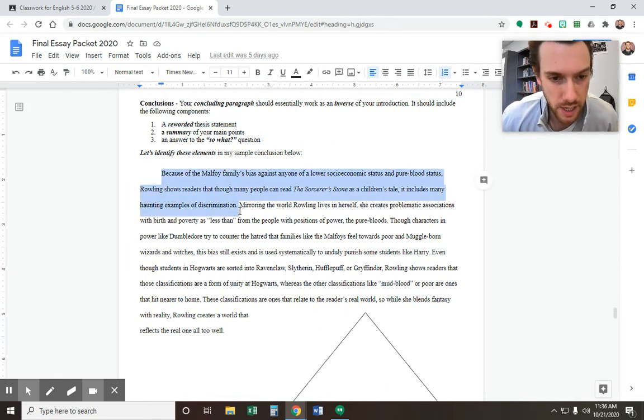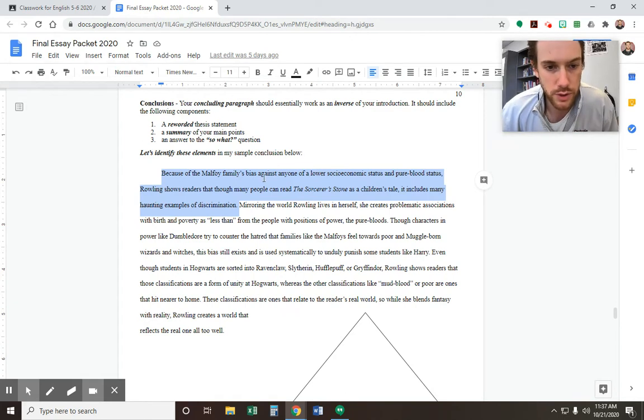When you read this example, hopefully you understood that this example was based on Harry Potter, just like the sample introduction we looked at a few weeks ago. So I want to remind you again, it's not important that it's about Harry Potter, that it's not about A Raisin in the Sun. The whole point is not the content of the writing here, it's how I wrote the example, so you understand how to write your own conclusion.